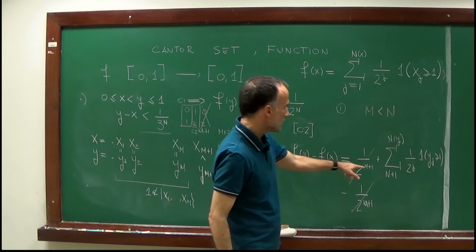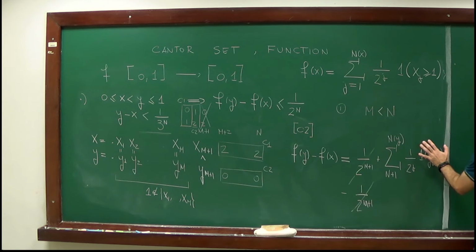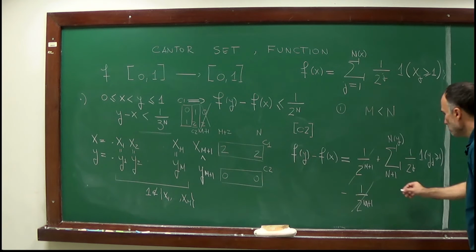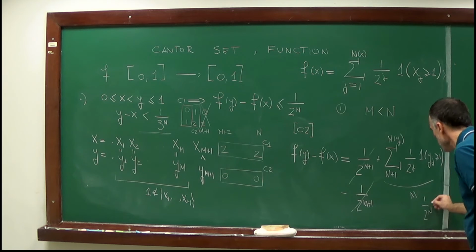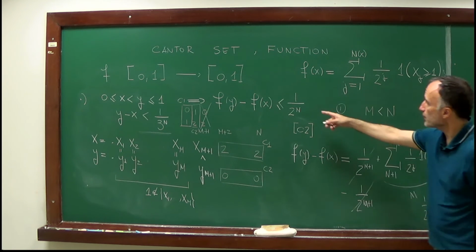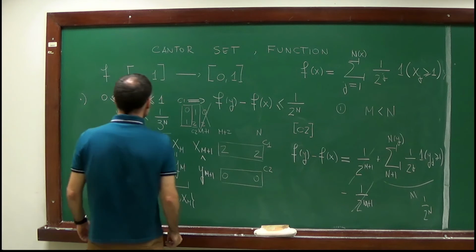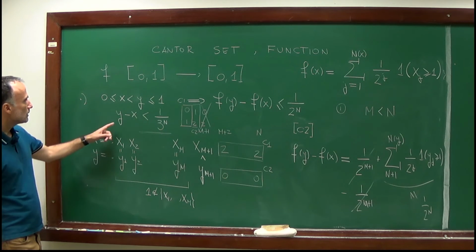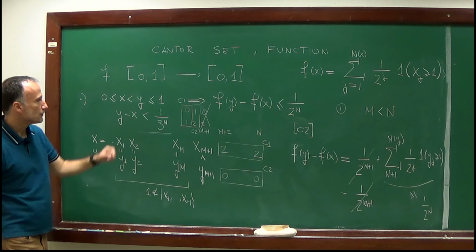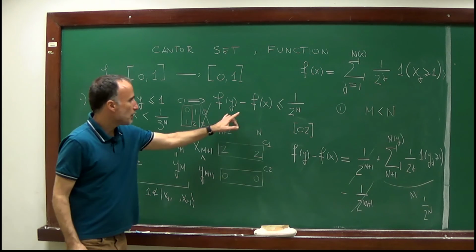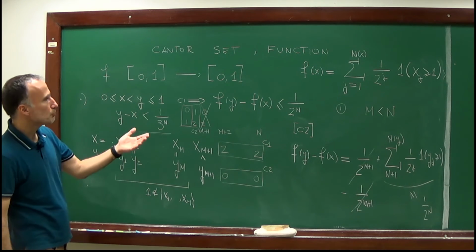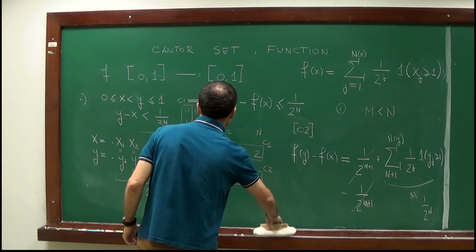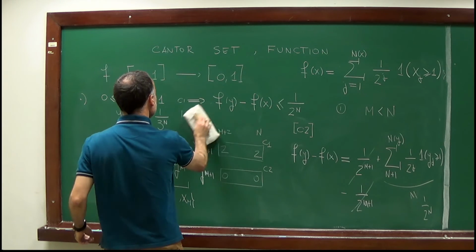This difference is bounded by this difference if I neglect this condition and if I sum up to infinity. But this sum is bounded by 1 over 2^n, because I'm starting from n plus 1, and this again proves this inequality. So we have proved that if y minus x is bounded by 1 divided by 3 to the power n, F(y) minus F(x) is bounded by 1 over 2^n, and with that we will be able to prove the continuity of my function F.